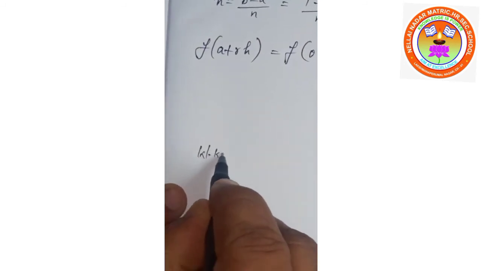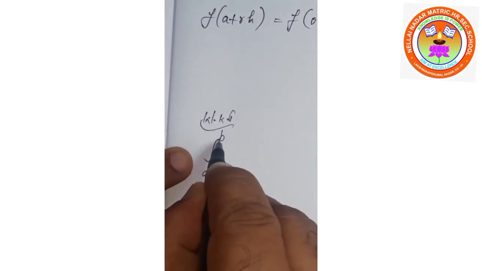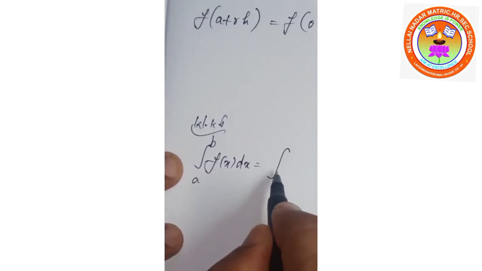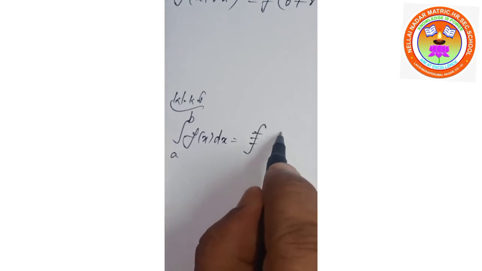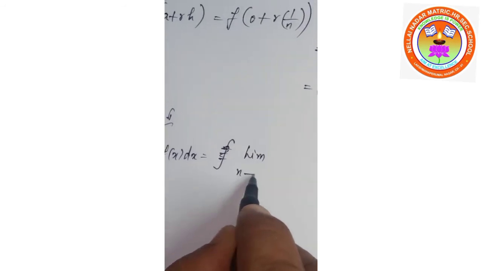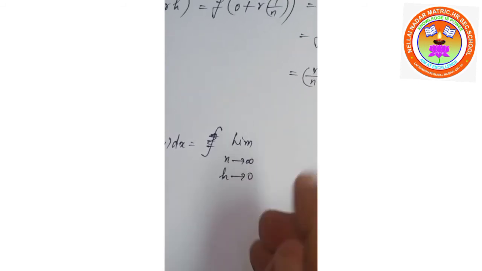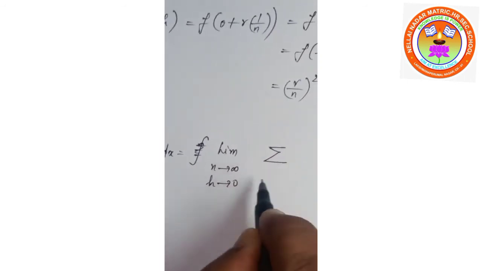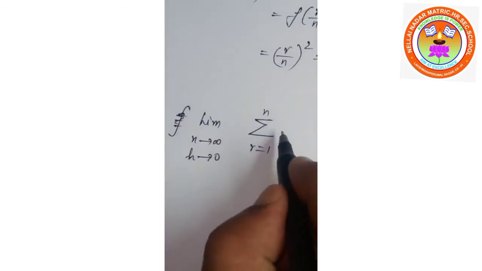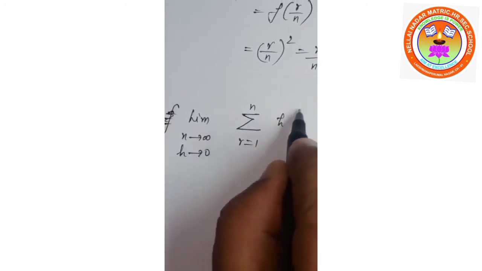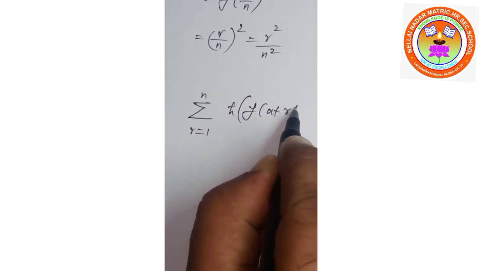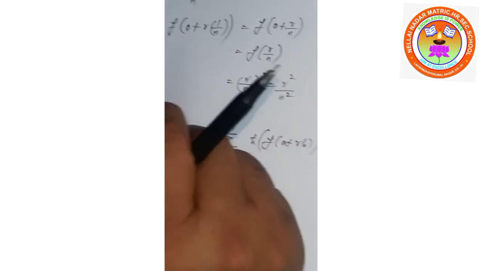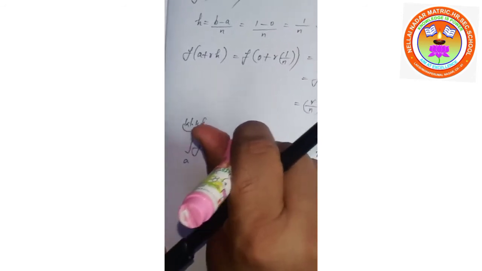We know that integral a to b f of x dx equals limit n tends to infinity, h tends to 0, sigma r equals 1 to n, h into f of (a plus rh). That is the formula. No integration over here.